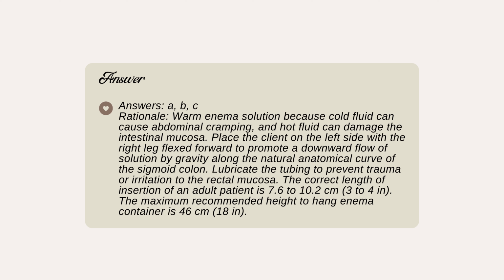Answer: A, B, C. Rationale. Warm enema solution because cold fluid can cause abdominal cramping, and hot fluid can damage the intestinal mucosa. Place the client on the left side with the right leg flexed forward to promote a downward flow of solution by gravity along the natural anatomical curve of the sigmoid colon. Lubricate the tubing to prevent trauma or irritation to the rectal mucosa. The correct length of insertion of an adult patient is 7.6 to 10.2 centimeters, 3 to 4 in. The maximum recommended height to hang enema container is 46 centimeters, 18 in.